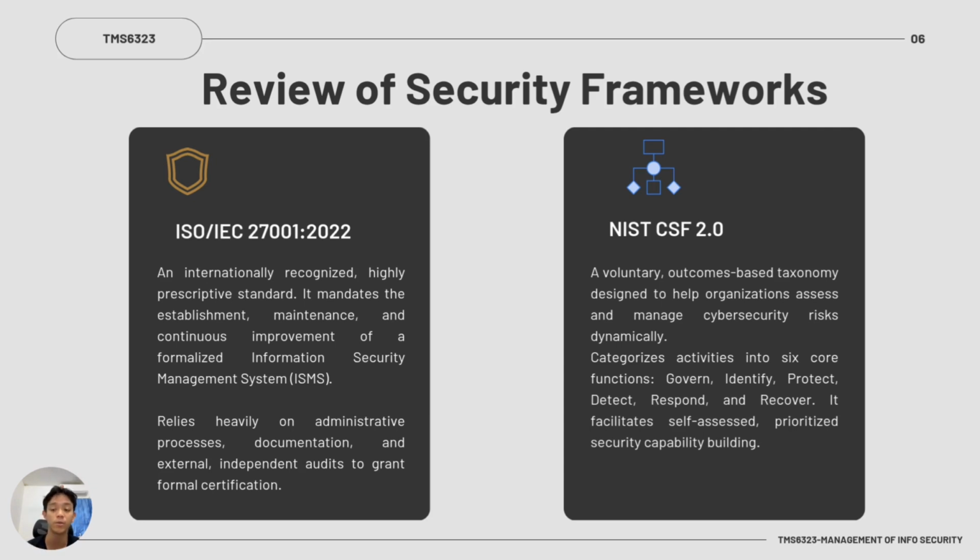Second, we look at the NIST cybersecurity framework, recently updated to version 2.0. Rather than dictating a rigid management system, NIST is a voluntary, outcome-oriented taxonomy divided into six core functions, which are govern, identify, protect, detect, respond, and recover. It is designed to be highly flexible and self-assessed.